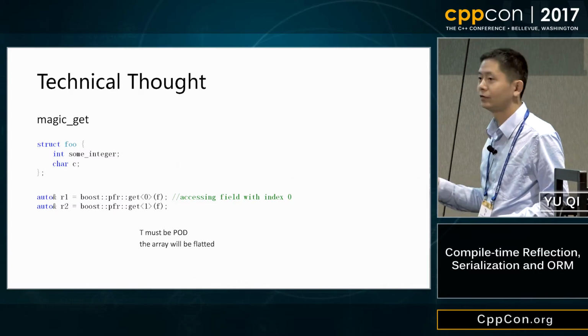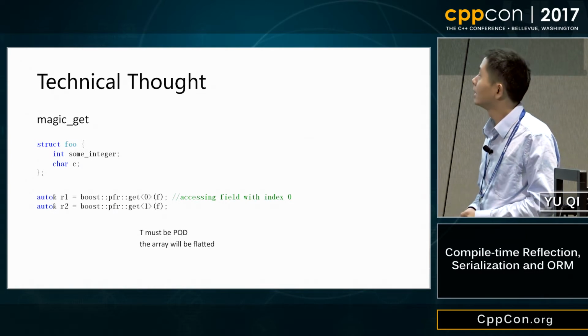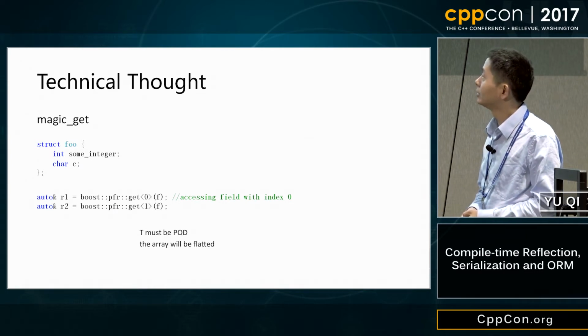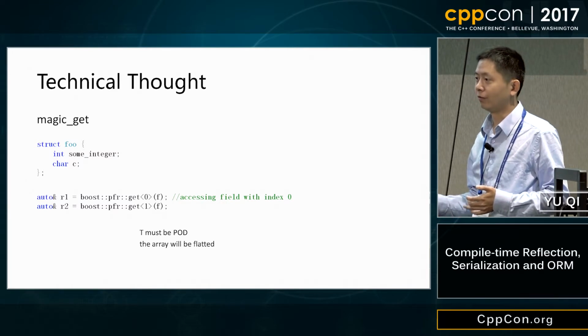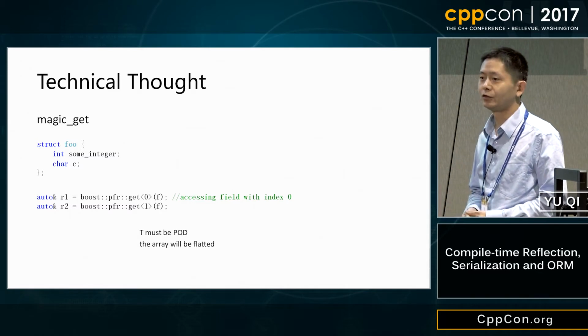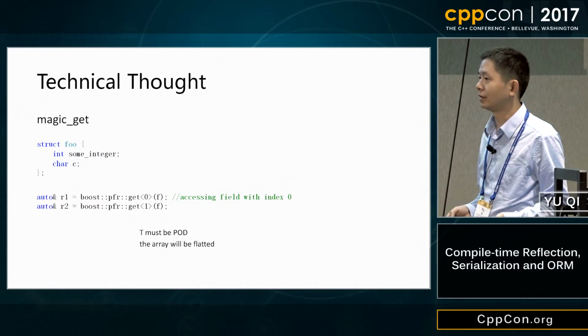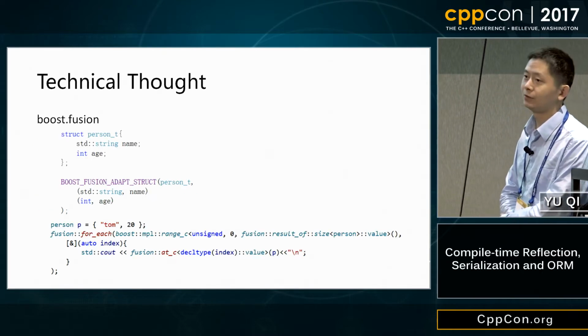The first limitation, Magic Get just supports POD types. If you want to support all types, maybe Magic Get is not a good choice. And the other limitation is Magic Get flattens the array. That means if the object was reflected, it is different from the original object. So if you want to support all types, maybe you should use Boost Fusion. Yeah, this is Boost Fusion.